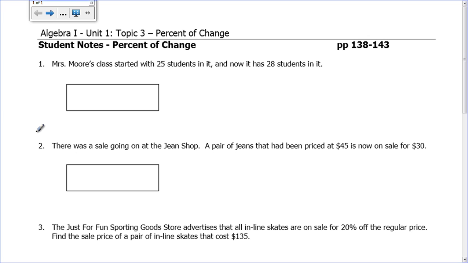So number one, Mrs. Moore's class started with 25 students in it, and now it has 28 students in it. We want the percent of change. So our percent bar, which is nicely drawn here for us, we're going to set it up. Our 100% with percentage change is always our original amount, what we started with, and it tells me I started with 25 students. Now it has 28, which means that I have more students than I had before, so I'm going to extend my bar. I now have 28 students. I need that as a percent. So I have my proportion.